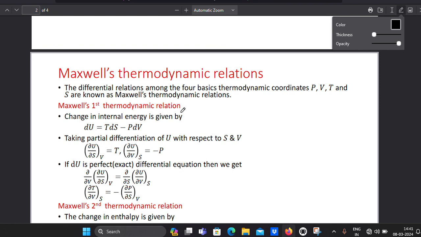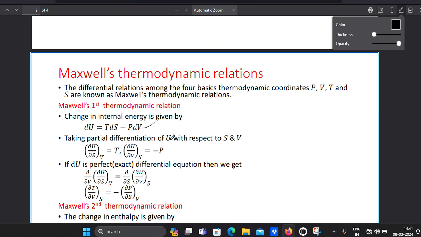Now, from the thermodynamic potentials, the first potential is internal energy, and there we have the change in internal energy also. That is what I am going to use here to calculate Maxwell's first thermodynamic relation. So friends, that is why I am saying please watch the video on thermodynamic potentials first and then come to this video. So the change in internal energy is given by dU = TdS - PdV. This is also called the first and second thermodynamic relation.